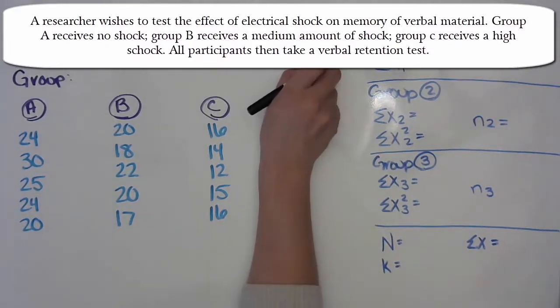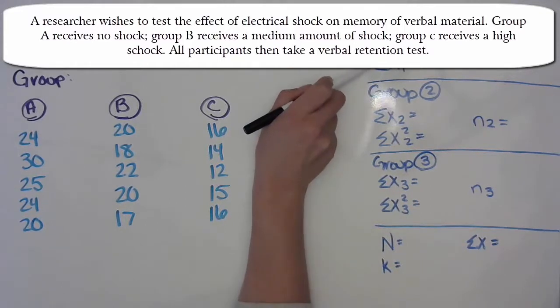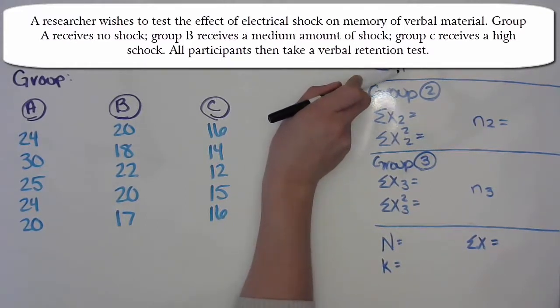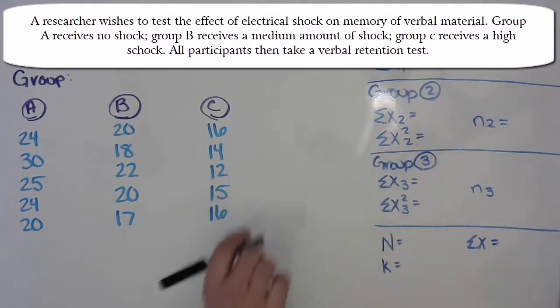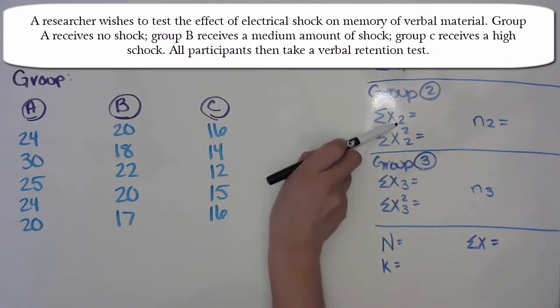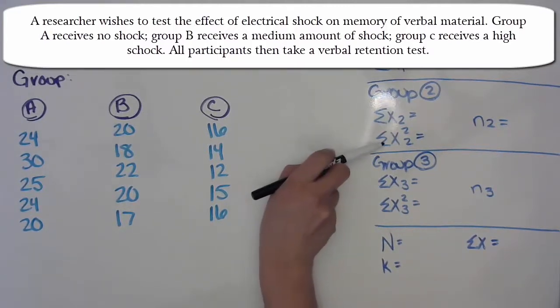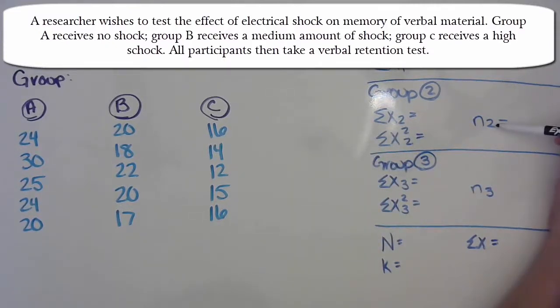So you can see here that you've got the sum of the raw scores, ΣX1, for group 1, the sum of the raw scores squared for group 1, and then N1 is the number of participants in group 1. And you're going to do the same thing going all the way down. So you have the sum of the raw scores for group 2, the sum of the raw scores for group 2 squared, and then the N value for group 2.